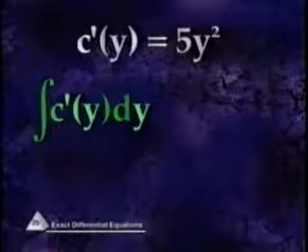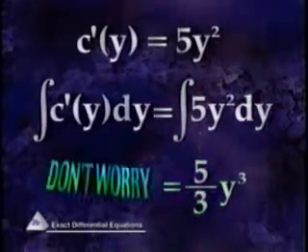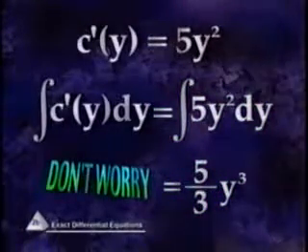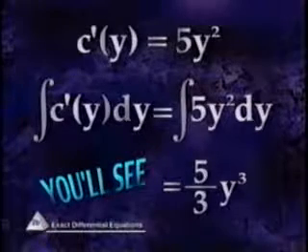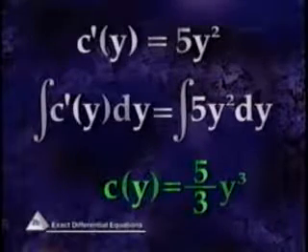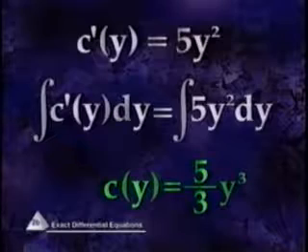To get c of y, we just need to integrate c prime of y with respect to y. Integrating 5y squared, we get 5/3 y cubed. Don't worry about a constant of integration here. It'll show up later. You'll see. So, c of y equals 5/3 y cubed.